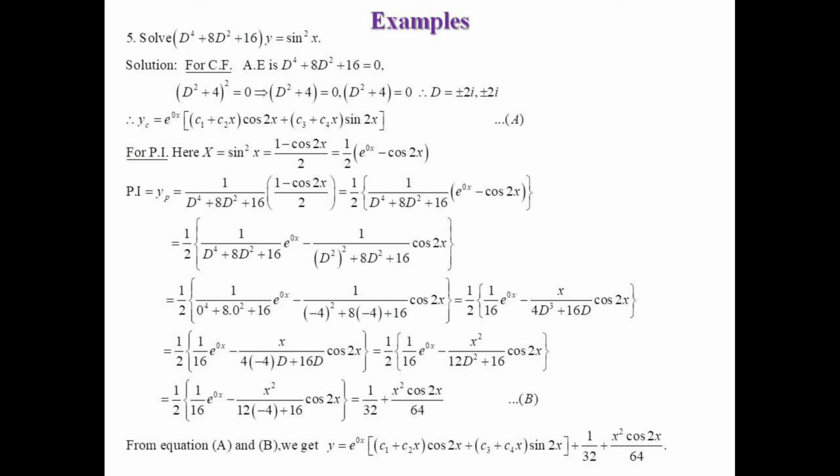Once again I will repeat the value of the complementary function: e^(0x) [(c1 + c2 x) cos 2x + (c3 + c4 x) sin 2x]. This is equation A, which is related to the complementary function. Now let's find the value of the particular integral.